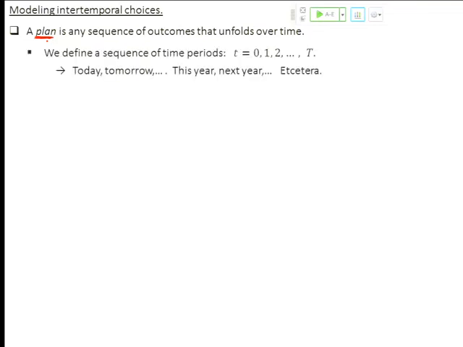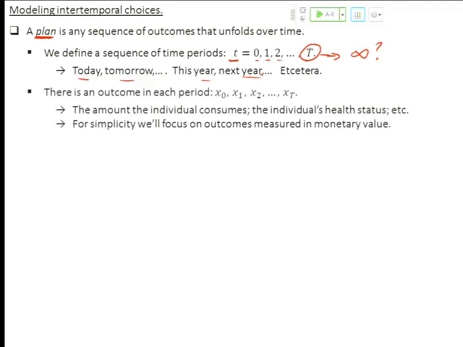Okay. So then we define a sequence of time periods indicated by small t, 0, 1 up through capital T, and capital T could be infinity, and that just depends on how you're building your model. So essentially you could have today, tomorrow, et cetera, this year, next year, et cetera, and part of building a model is that you specify what the time period is. And then there's some outcome in each period, and we're going to keep it really simple and just have one-dimensional outcomes. There's one thing you get.